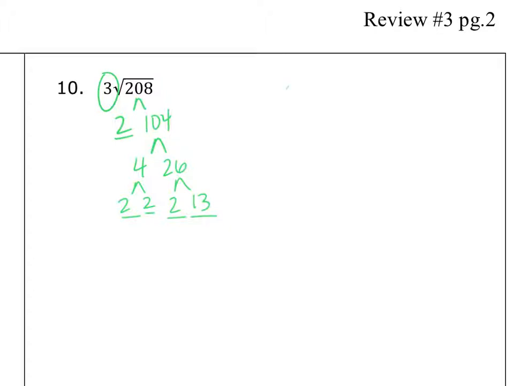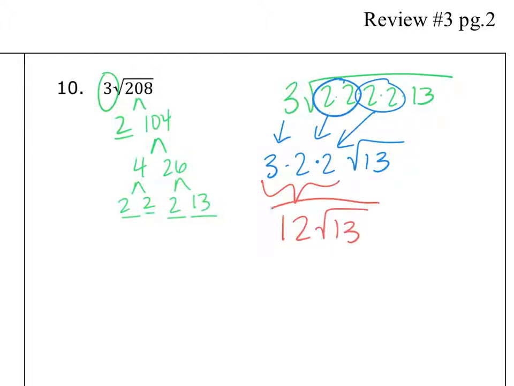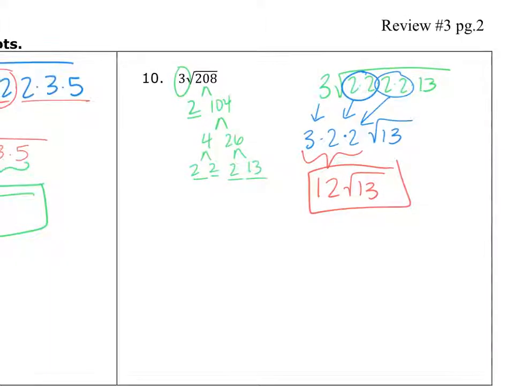So this time I have to be careful because there is a 3 outside the square root. And then I have 2, 2, 2, 2, and 13. So these 2 sets of 2's can come out. 13 has to stay. And then 3 was already there. Anything outside can play together. So 3 times 2 times 2 is 12. 13 stays inside.